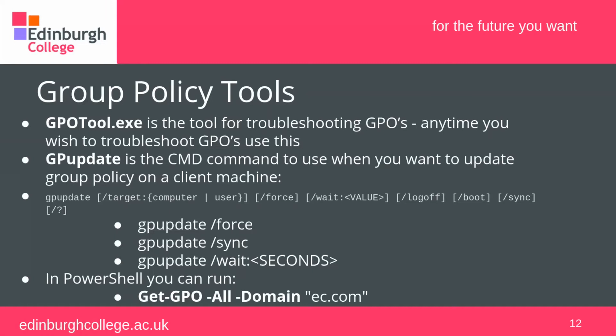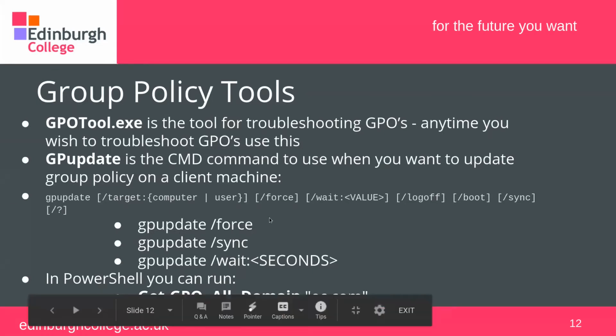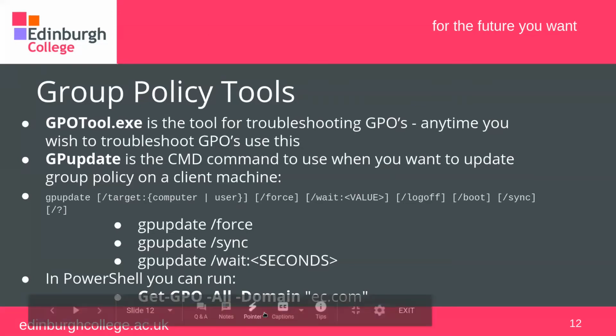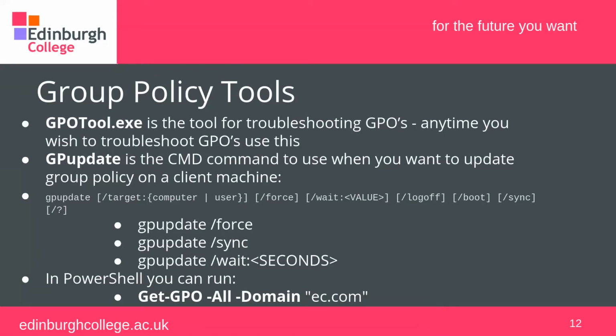That's done through group policy, but sometimes you might notice that some of the machines have still got the old desktop background, and that's because they need to go and run gpupdate /force or gpupdate /sync on the machine. Perhaps that machine was off at the time and somehow didn't pick up the settings. Perhaps someone disconnected the network cable and it hasn't had a chance. In PowerShell, we've got a command as well, Get-GPO. So we can do Get-GPO -All and then specify the domain in quotes. So in this case, the domain would be ec.com.